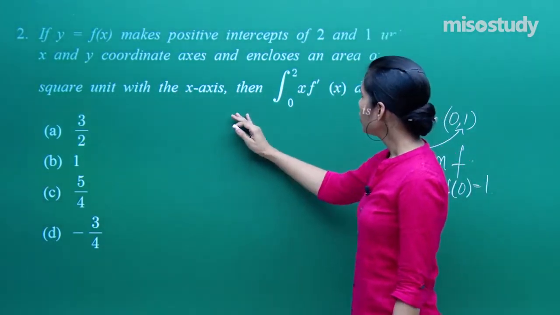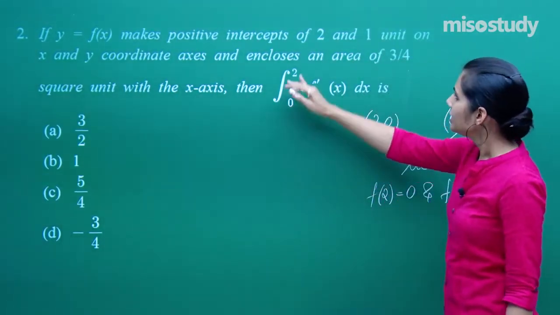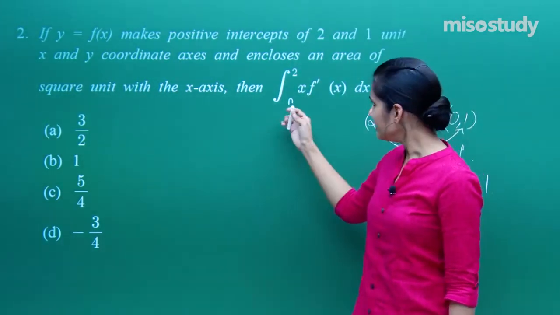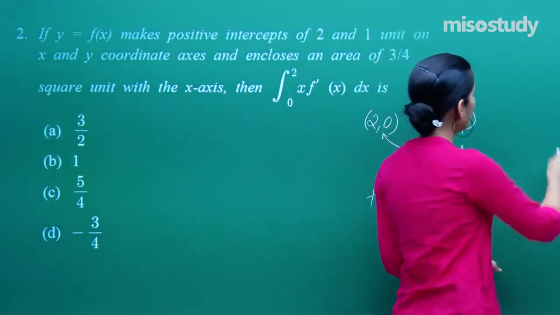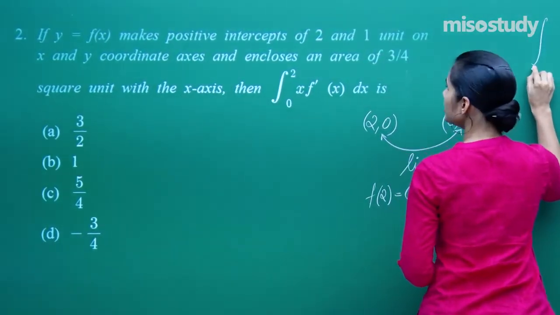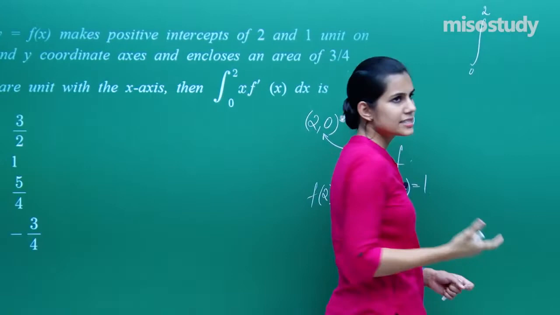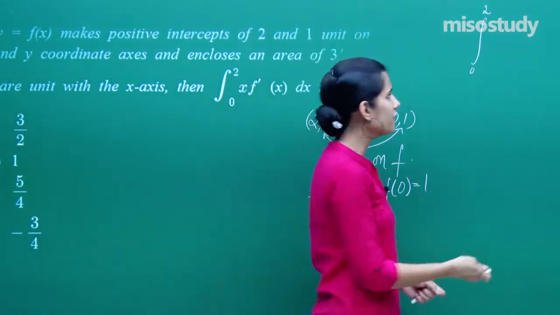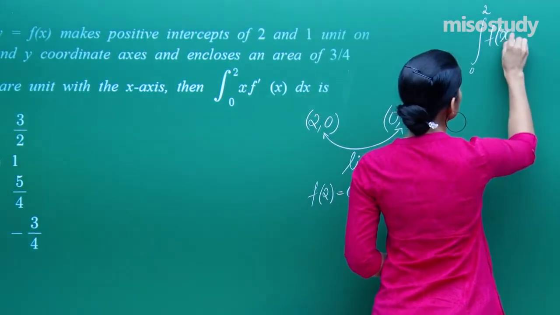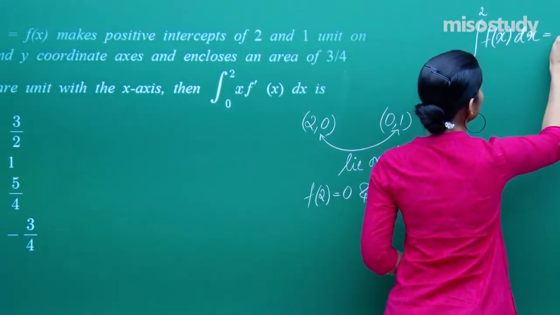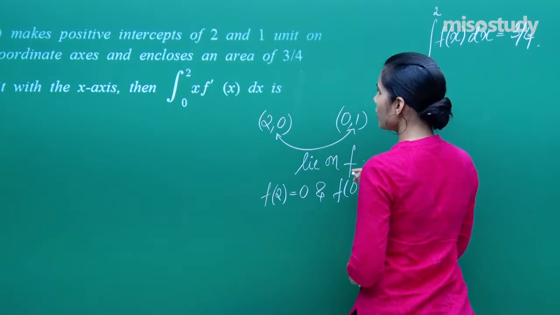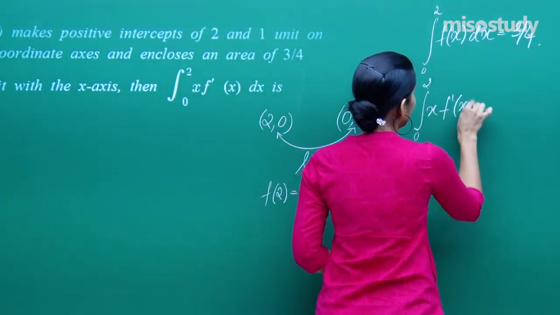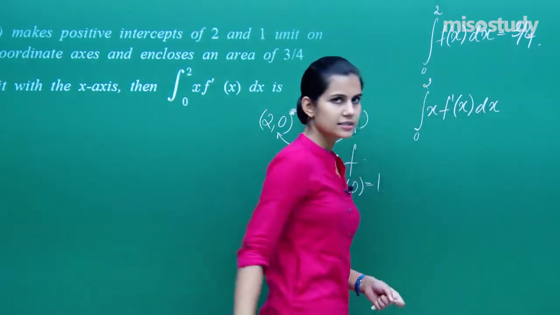Now, the next thing that is being said is that it encloses an area of 3 by 4 square units with the x-axis. Then what is the value of this integral? Okay, so integral 0 to 2, because on the x-axis it is making an intercept of 2 and along the x-axis it is enclosing the area of 3 by 4. So integral 0 to 2 f(x) dx is 3 by 4. I want to know what is integral 0 to 2 x into f dash x dx.